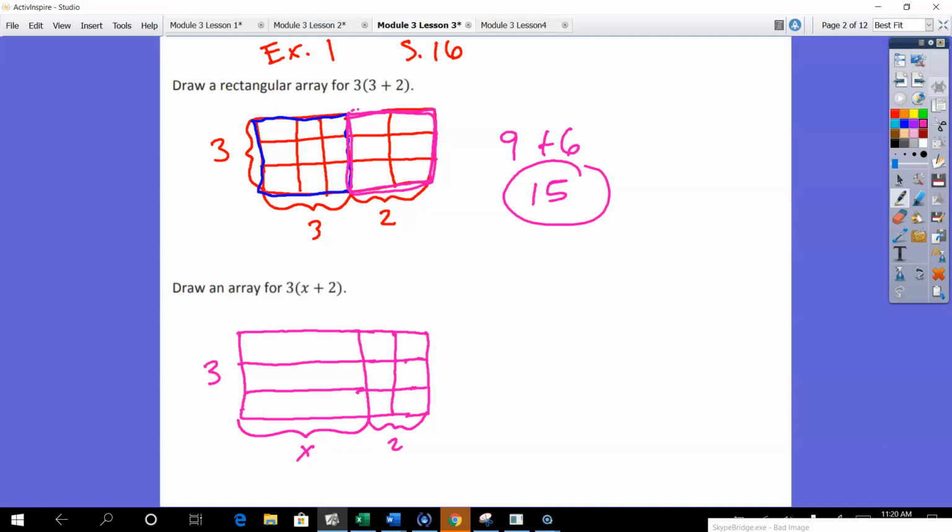Okay, so what's inside of that shaded region? So 3 times x is 3x, and then 3 times 2 is 6. So inside of this shaded region, there's 6. Inside of this shaded region, there is 3x.